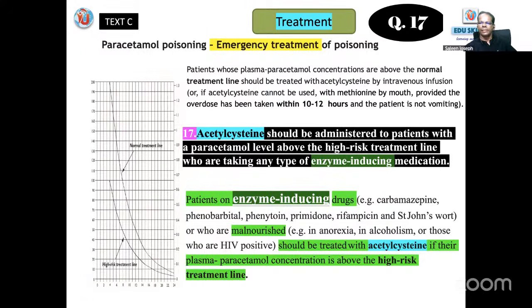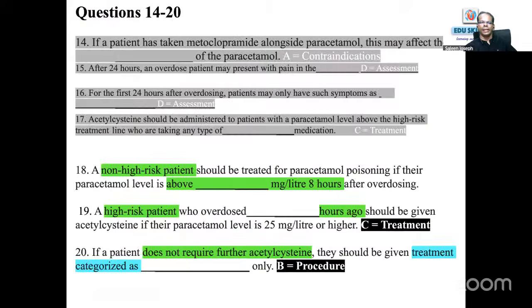Yes, Father. And the 18th one: a non-high-risk patient should be treated for paracetamol poisoning if their paracetamol level is above dash mg per liter 8 hours after overdosing. 8 hours is important. They are asking for one number, mg per liter. And somebody was asking how to identify these things. See, the numbers are here below. The hours are here. How many hours are they asking? 8 hours.